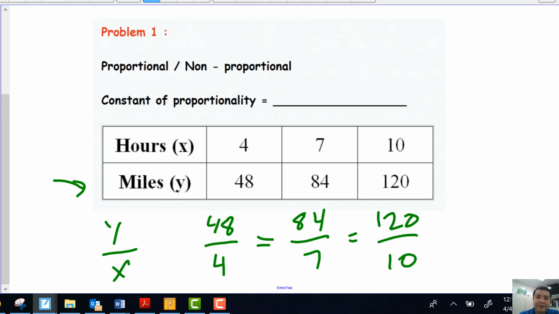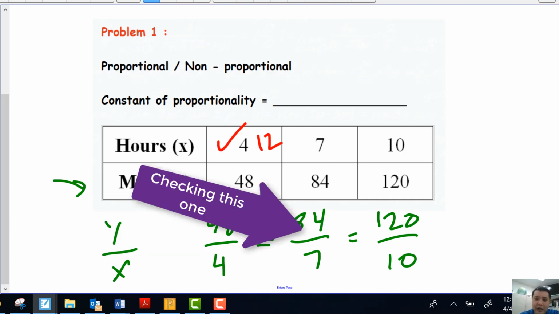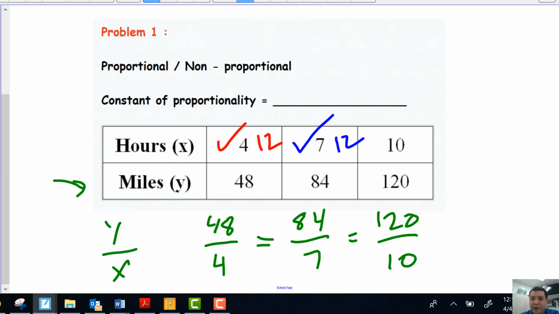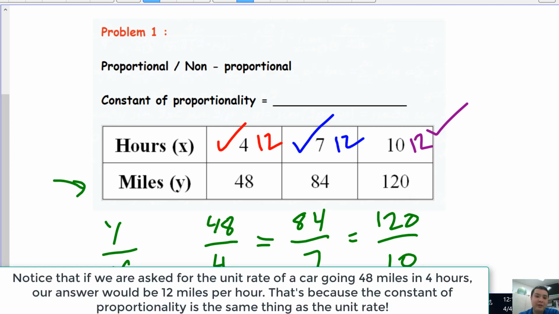So let's check it out. 48 divided by 4 is 12. I'll write 12 right here. So we've done that one. 84 divided by 7 is also 12. That's the same thing, so that's good. And so far it's a proportional relationship. And 120 divided by 10 is 12 as well. So therefore this is a proportional relationship because the constant of proportionality between all three of these parts is 12. So the constant of proportionality is 12. It is a proportional relationship.